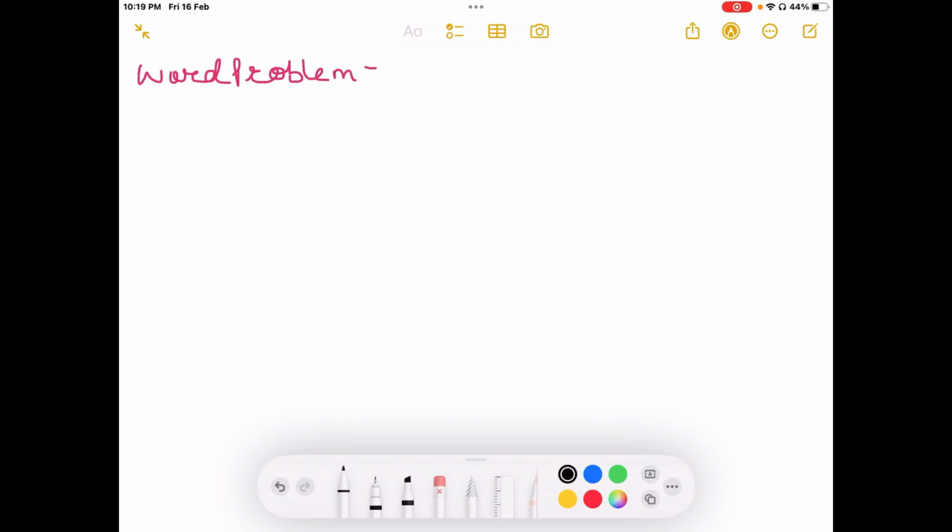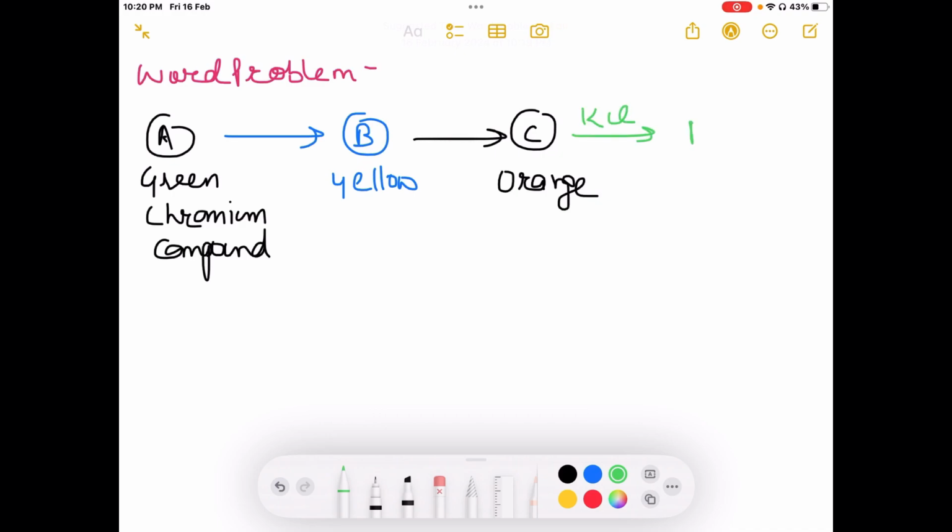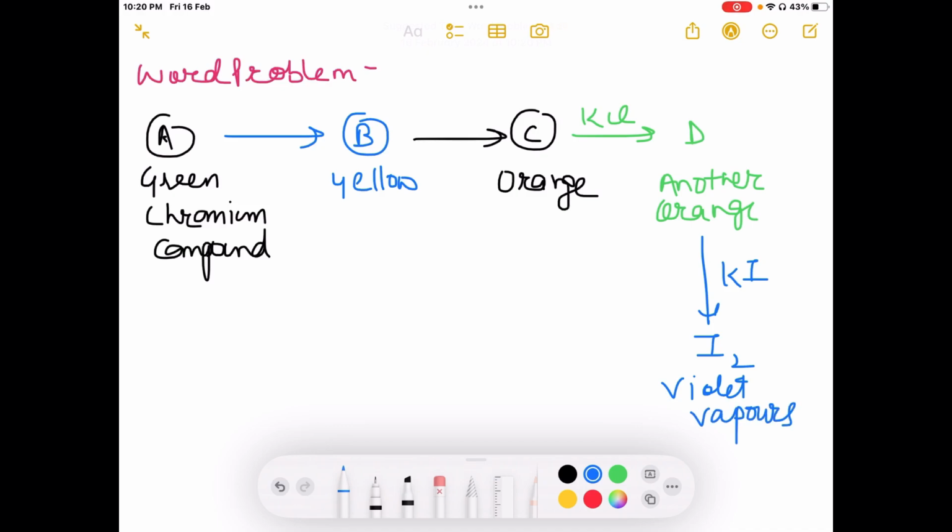Like a compound A, which is a green colored chromium compound, gets fused in the presence of alkali and oxygen and changes to a yellow colored compound B, which on acidification changes to an orange colored compound C. This orange colored compound C with KCl gives another orange colored compound D, and this orange colored compound on treatment with KI produces violet vapors of iodine. Identify A, B, C, D.